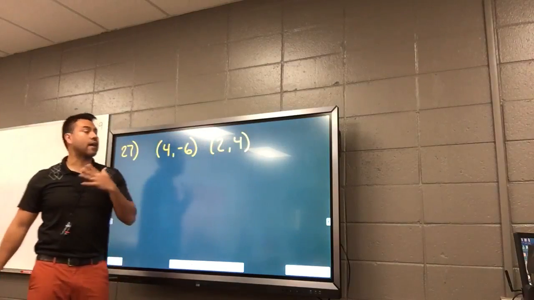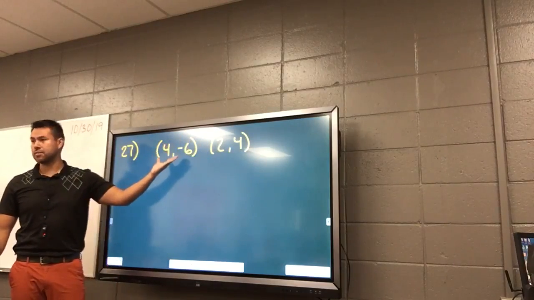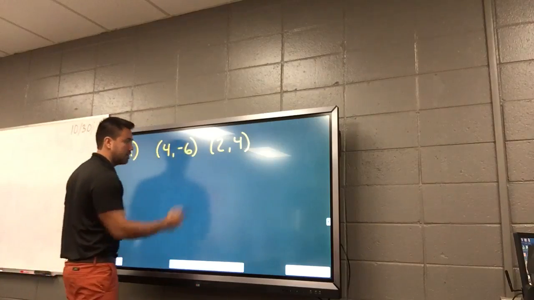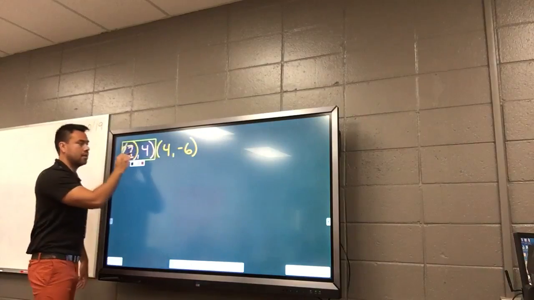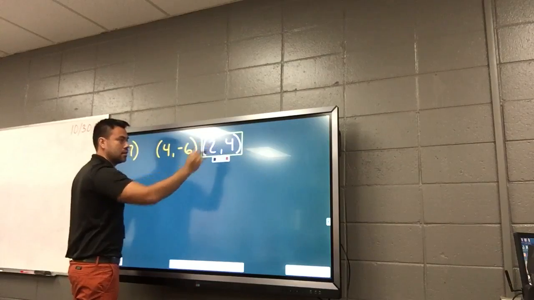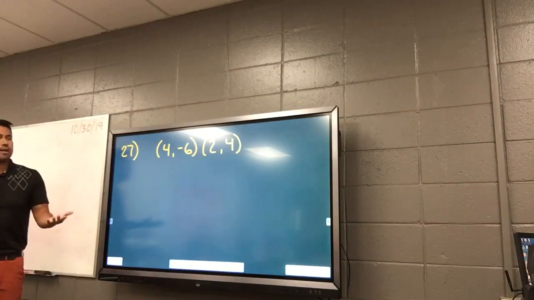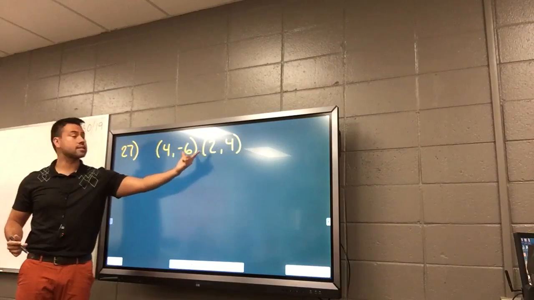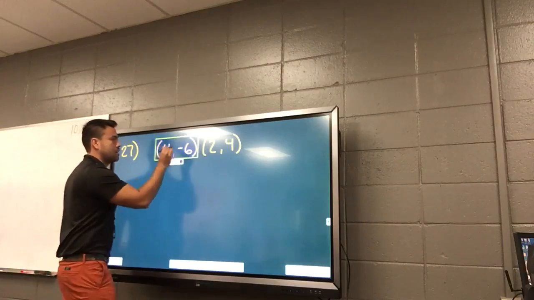Mr. A, what if I found 2, 4 first, then I put 4, -6? So I switched them around. Can I still use the formula the same way? And the answer is yeah. They come out to the same numbers. And if you want to test it, try it. I'm going to use it in this order. Can someone try it in the reverse order?